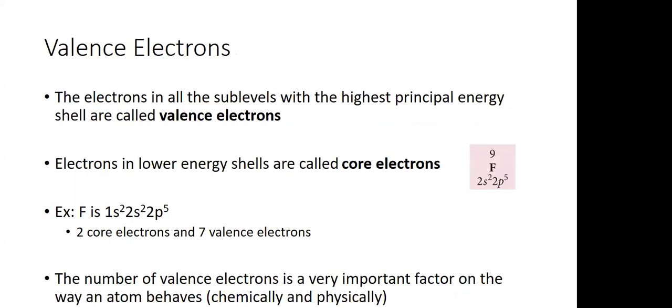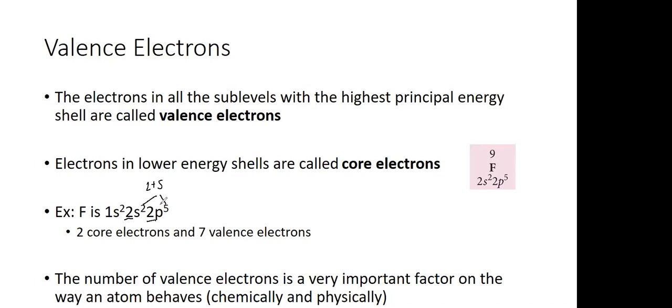Now, what we're going to talk about today to begin with is the idea of valence electrons. So atoms generally have two different types of electrons. They have valence electrons and they have core electrons. Now, valence electrons are electrons that are in the highest energy shell. So if we look at our example of fluorine down here, our highest energy shell is 2. You have 2s and 2p. And if you look at the number of electrons in the second energy level, you have a total of 7. You have 2 coming from the 2s orbital, and you have 5 coming from the 2p orbital. 2 plus 5 equals 7.